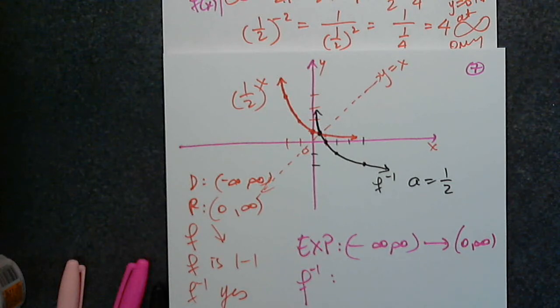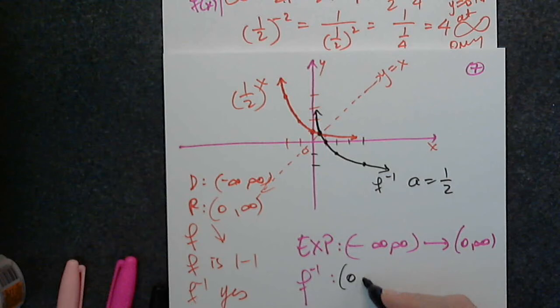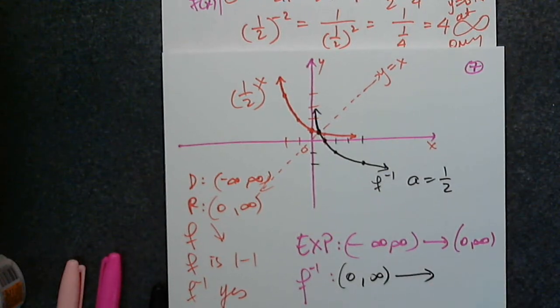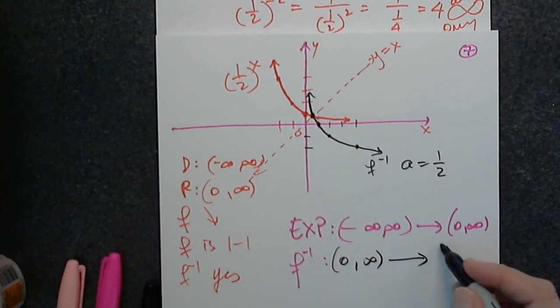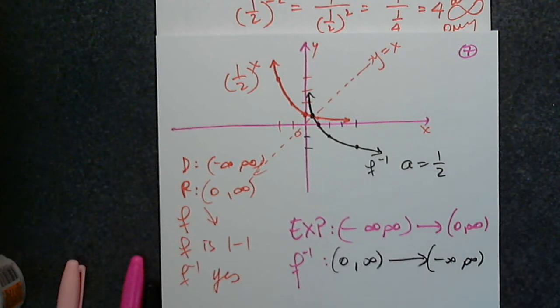What is the domain of the inverse function? Of course, 0 to infinity. And the range? They are carved in stone. As long as they are inverses of each other, once we establish the domain and range of the function, we know the domain and range of the inverse. There is no discussion there.